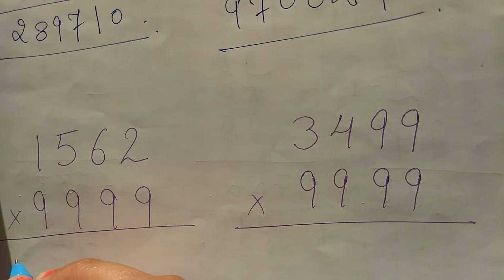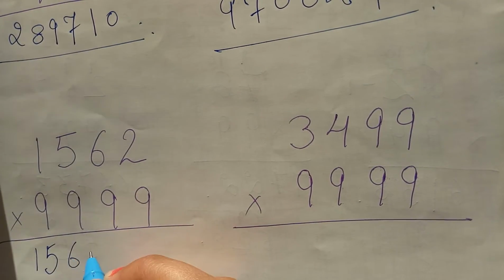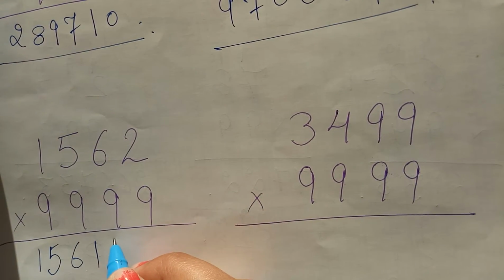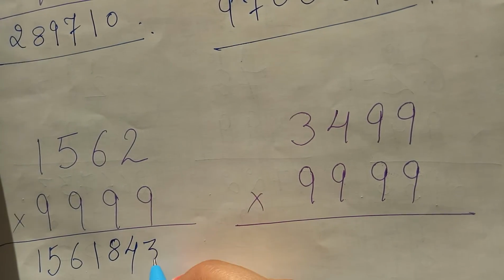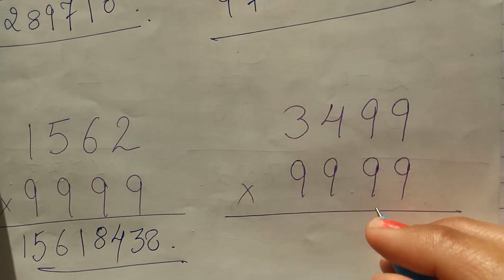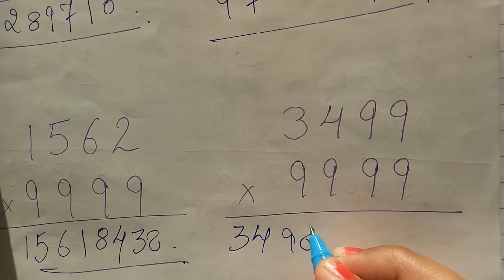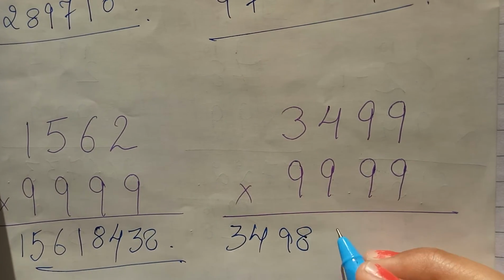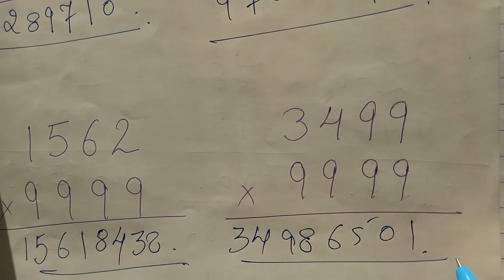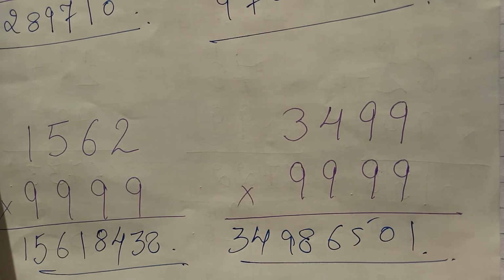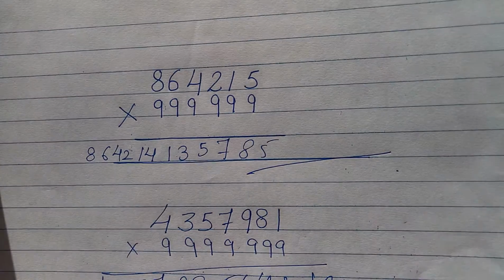Now let us solve with me without thinking anything. Easy? This one also. 3498, 6501. It's so easy. You can calculate in the mind also. The first one I solve like this only.